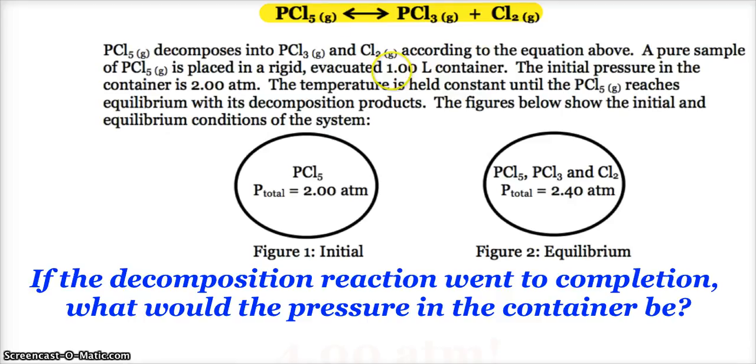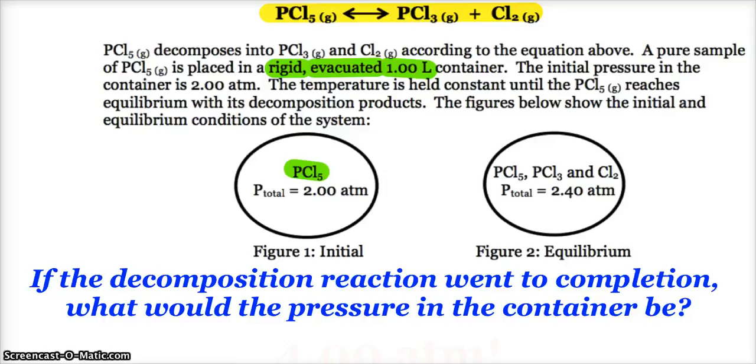First off, they gave us a 1 liter container. That's very nice of them, especially since we can't use our calculator on the multiple choice parts. It's an evacuated container, meaning there's nothing else in there. We put the pure PCl5 in the container. There's no nitrogen or oxygen or anything else. And then we see the rigid container. That means fixed volume. Our volume won't change. It's not a balloon. It won't expand and contract. It's a rigid container, so it'll stay 1 liter.